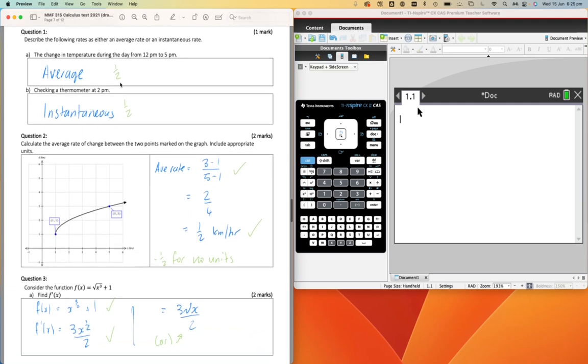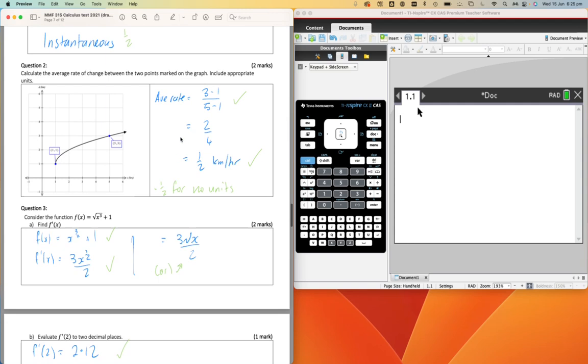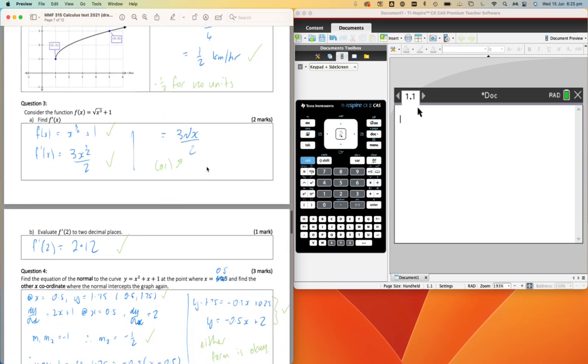Question 1 did not require a calculator. Question 2 hopefully does not require a calculator, rise over run to get you a half. Question 3 is not that hard, really. It's worth 2 marks, so you really do need to show some working out anyway, like this.